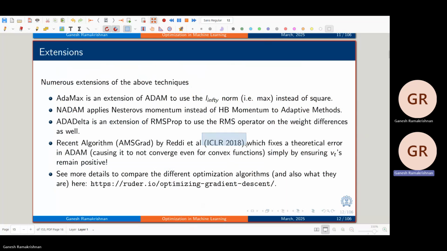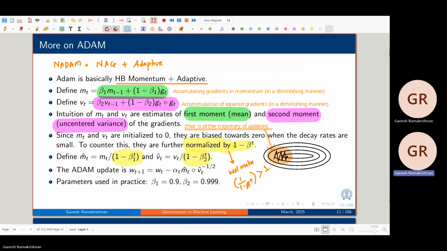So in ICLR 2018, there was a theoretical error in Adam, which prevented the VTs from remaining positive. The VTs are the terms I presented in the previous slide. This VT could actually become negative, right? The second order terms.